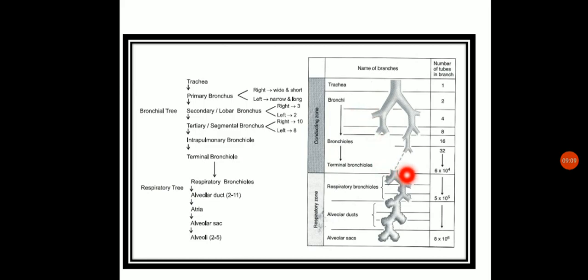This terminal bronchiole will further divide into respiratory bronchioles, and they will form the alveoli. So the respiratory bronchiole, then alveolar ducts, and then the alveolar sac: these branches are called the respiratory tree. So we have the bronchial tree and the respiratory tree.